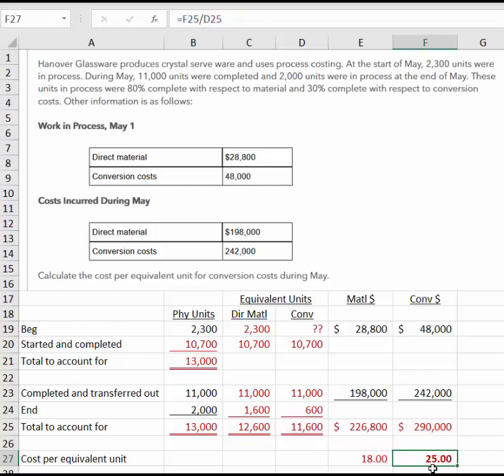Now, you could go ahead and calculate material cost, but the question doesn't require you to do that.